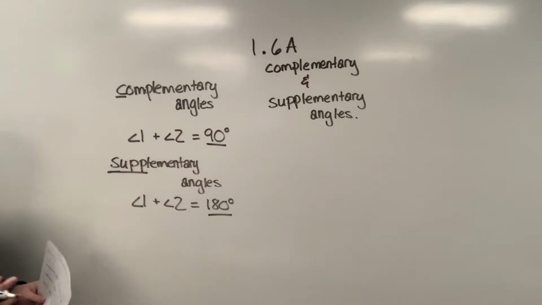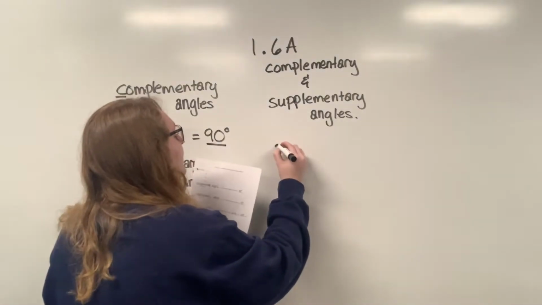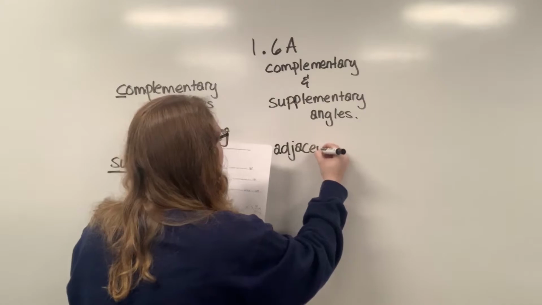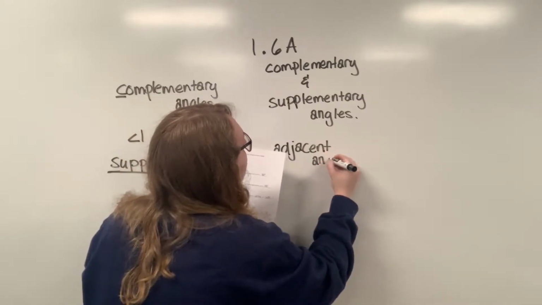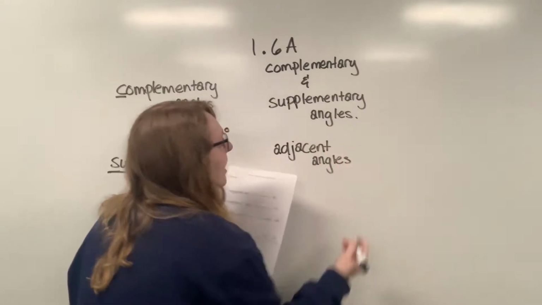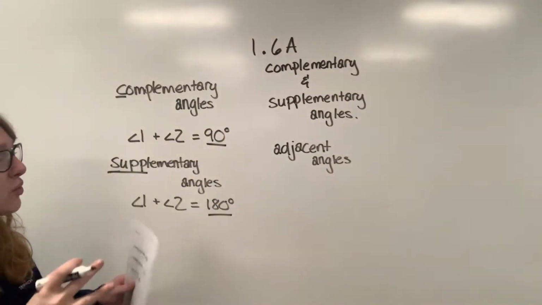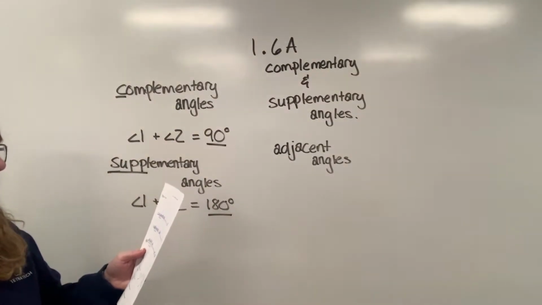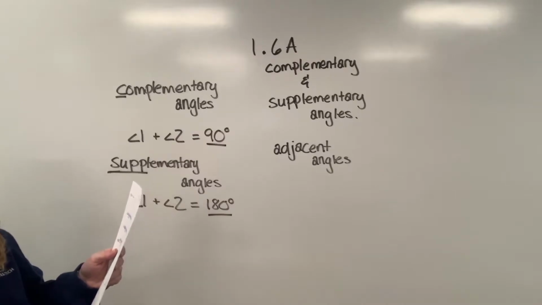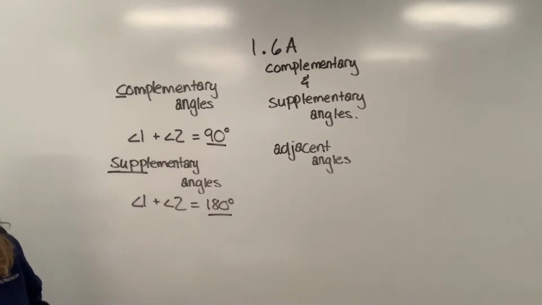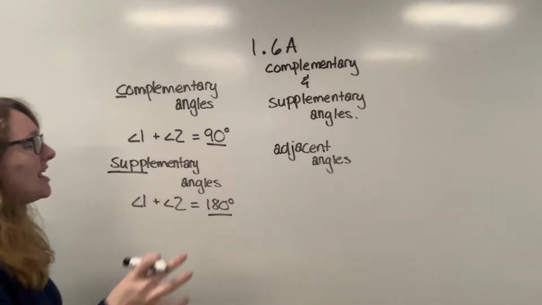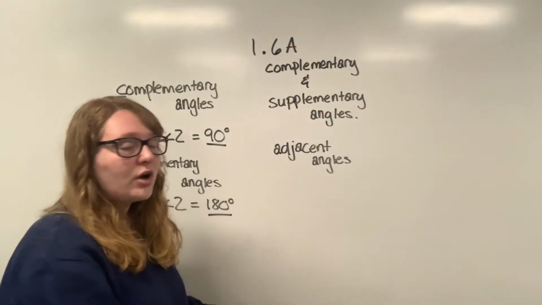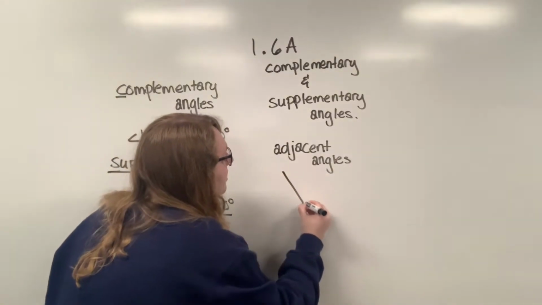The last new definition that we're going to talk about is called adjacent angles. So adjacent angles are angles that are right next to each other, okay? Being adjacent to something means you're right next to it, okay? So it is two angles that share a common vertex and a common side, but do not have any interior pieces together, okay? So I'll draw an example of what I mean, okay?